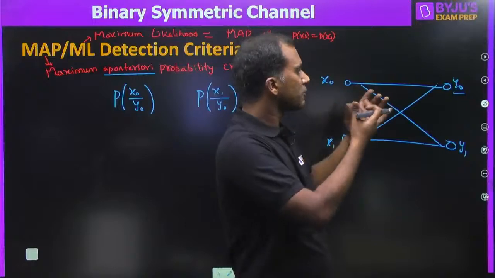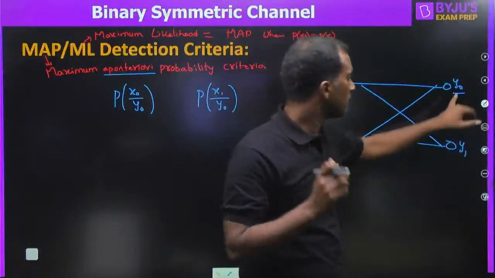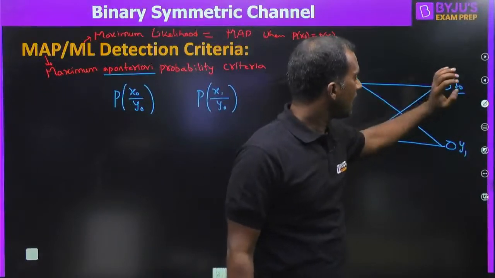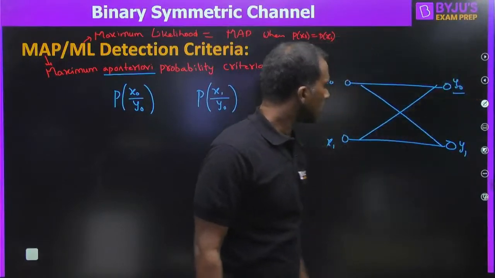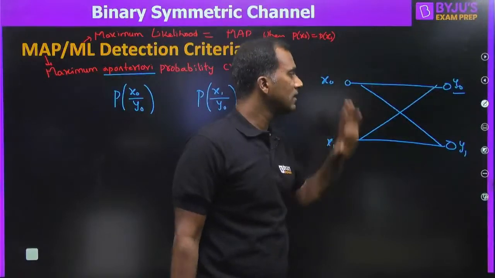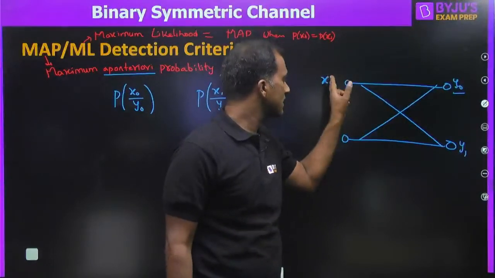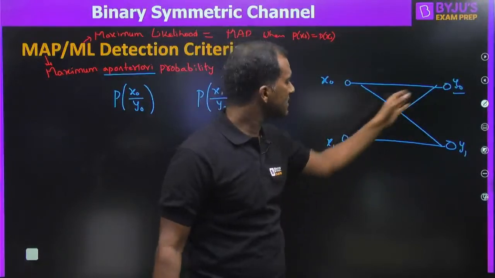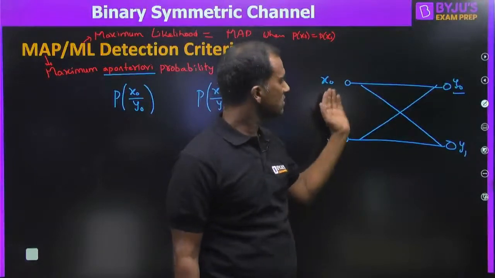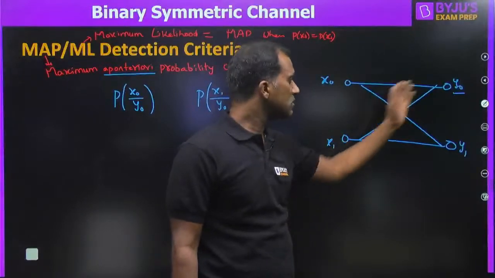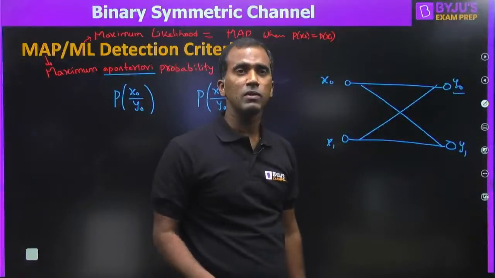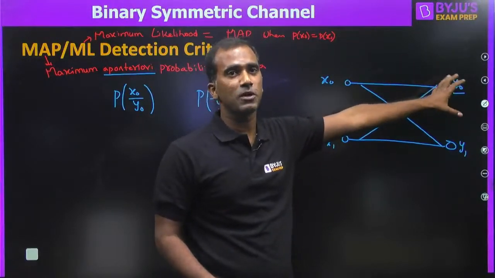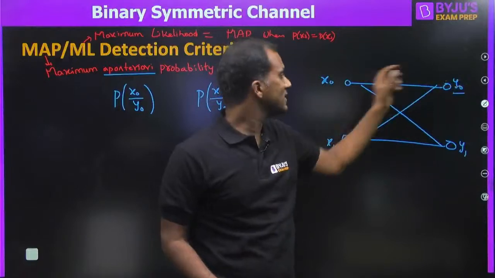But let's say at some point of time, when you looked at the output of the receiver, you have observed y naught. If you observe y naught, it is because of what? Who is responsible for y naught? Is x naught responsible for receiving y naught, or x1? Because the lines are drawn like this, it means that x naught is also responsible for y naught, or x1 is also responsible for y naught. But we don't know exactly who is responsible at that point of time. When we have observed y naught, who is exactly responsible for y naught?